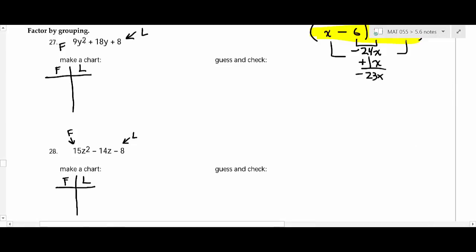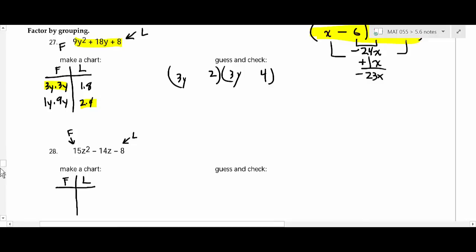What I want to go ahead and look at, the first term on here, you'd have like 3y and 3y as one possibility, or 1y and 9y. Then for the 8, you could have 1 and 8, or you could have 2 and 4. Now, since all three numbers are fairly close, I'll start that way. So I'm going to go 3y and 3y, and I'm going to go 2 and 4 and see if I can get that to work.